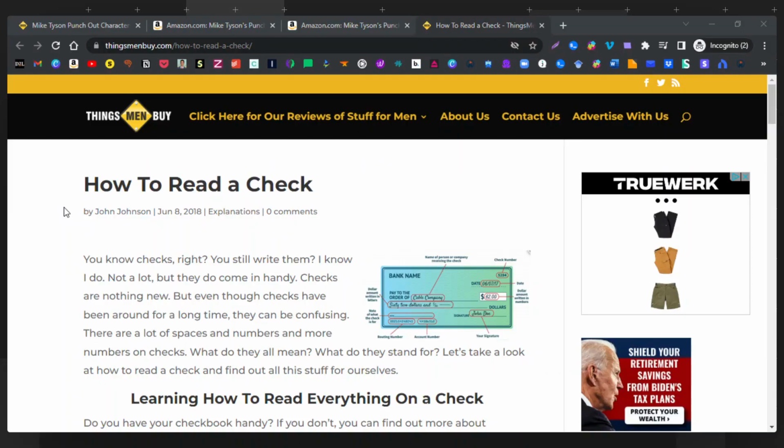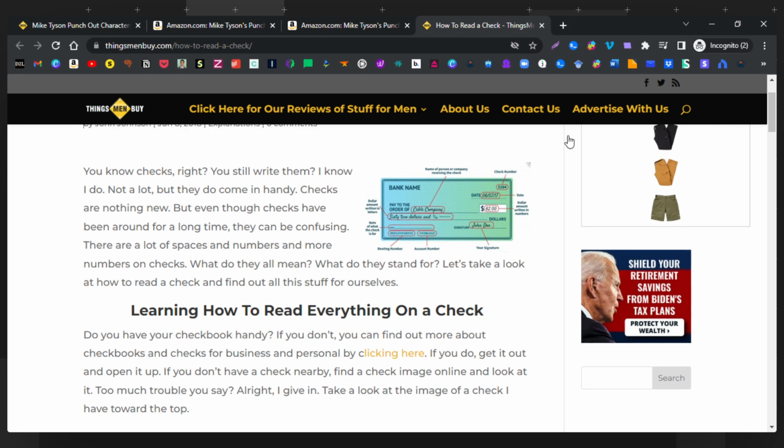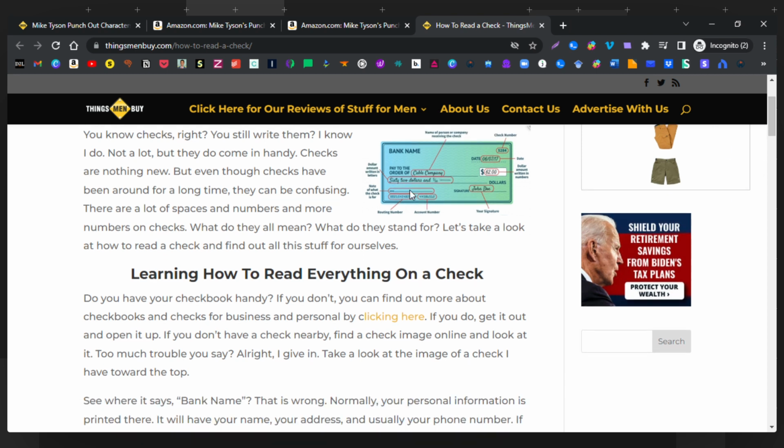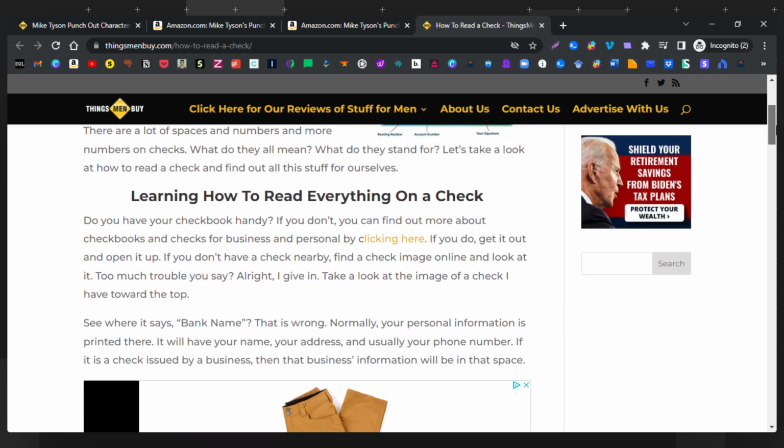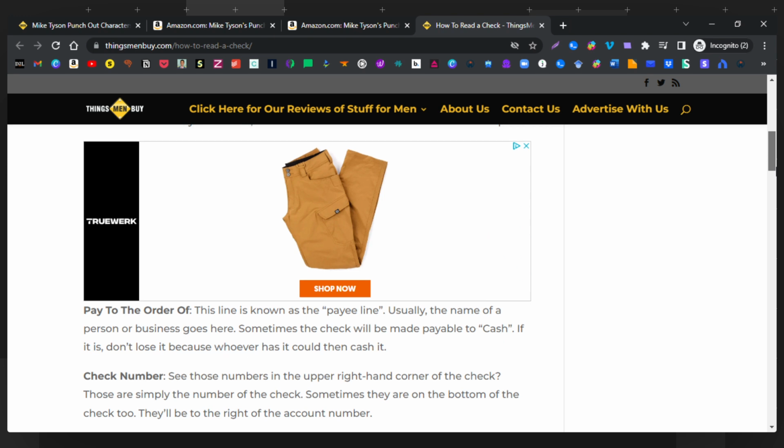So here we are on the website, and we're going to look over how to read a check. There's some information about it. You know checks, right? You still write them? I know I do. Not a lot, but they come in handy. They do come in handy. There's times where you really do need a check. And they're nothing new. They've been around for a very long time. They have a lot of information on them in spaces. We're going to talk about what all those mean. Let's go ahead and go down and see what's over here. We're in incognito. Of course, we're going to see a little bit of ads here and there.